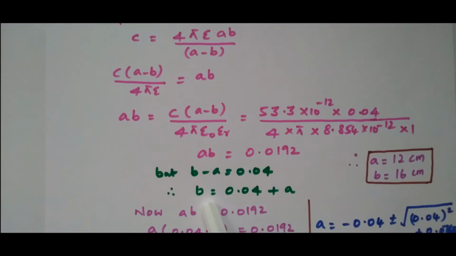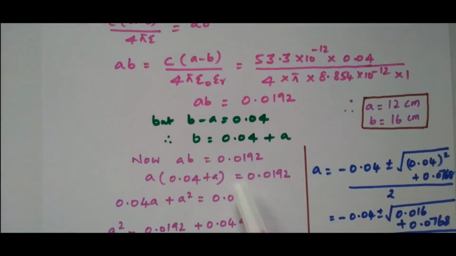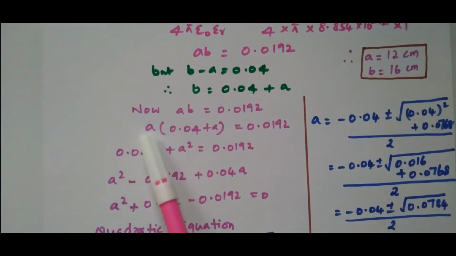From that, B equals 0.04 plus A. Now AB equals 0.0192. So in this, you replace B with 0.04 plus A. That is equal to 0.0192. So multiply inside, A is multiplied: 0.04 A plus A square equals 0.0192.